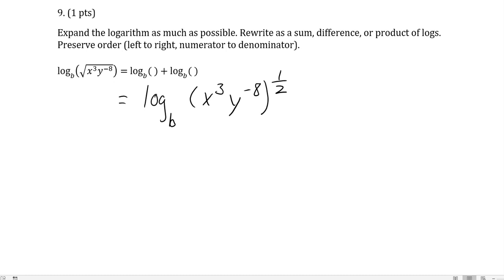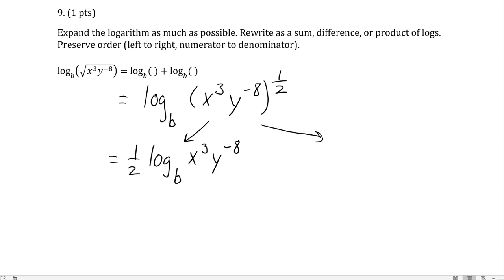Now, how can I get to these guys right here? There are two ways of doing it. First, you could move the 1/2 to the front, and then you could split it into a product, or you could pull the power in on each of the answer parts. We'll take a look at both methods. Method 1, we pull the 1/2 to the front, and it gets multiplied by the logarithm base b of x cubed times y to the negative 8.